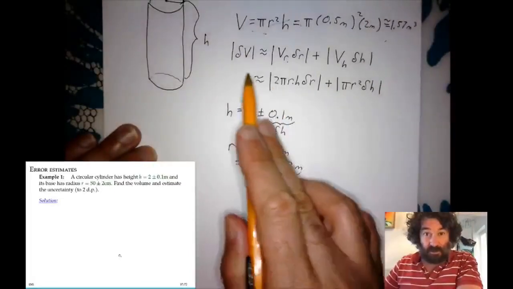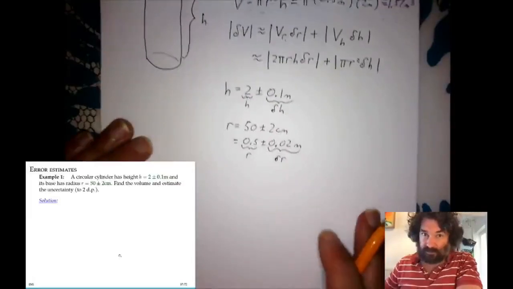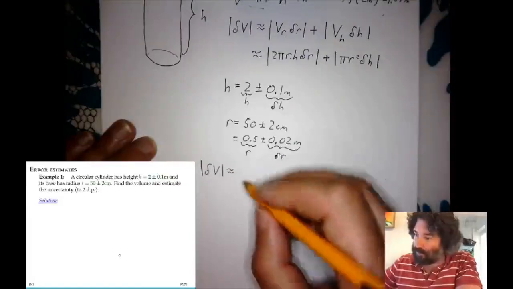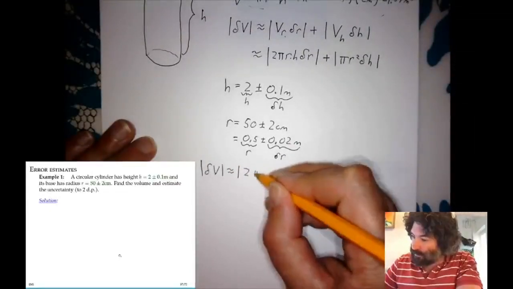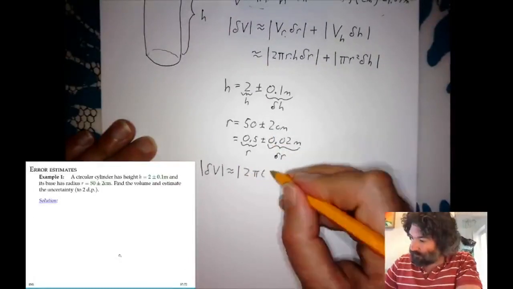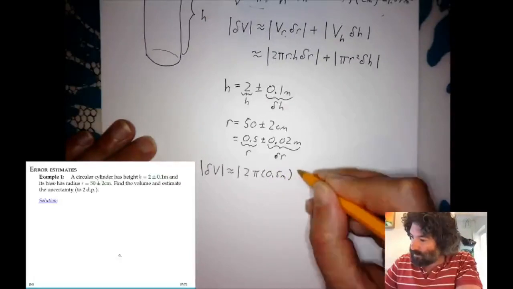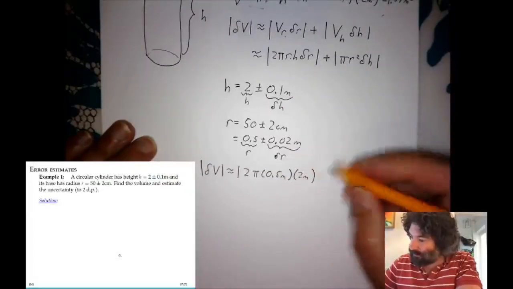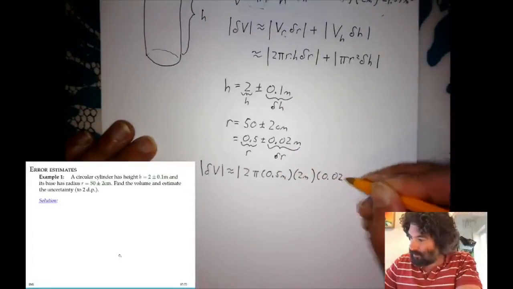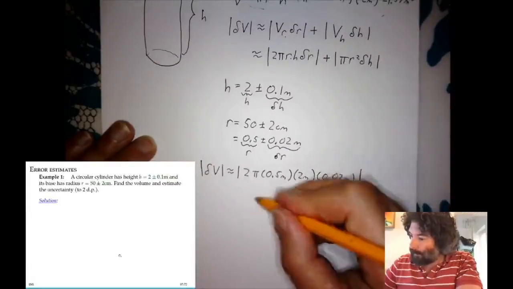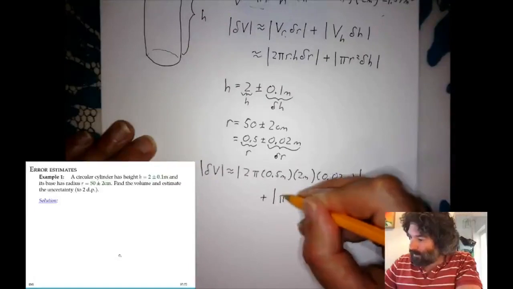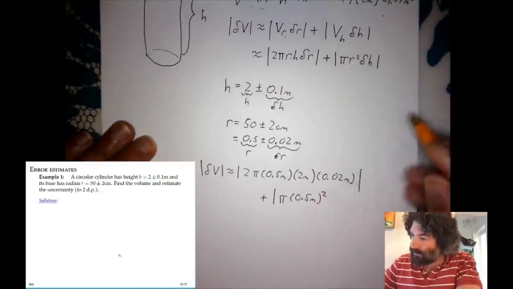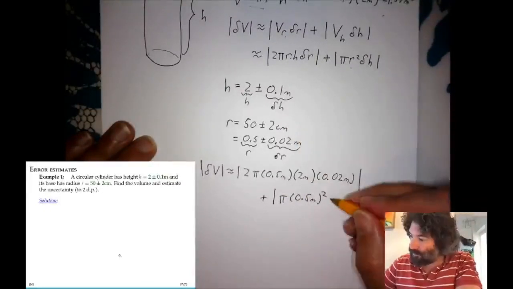And then let's estimate the error based on this formula. So the size of the error in the volume is 2 times pi times r, 0.5 meters, times h, 2 meters, times the error in r, 0.02 meters, plus pi times r squared, 0.5 meters squared, times the error in h, which is 0.1 meters.